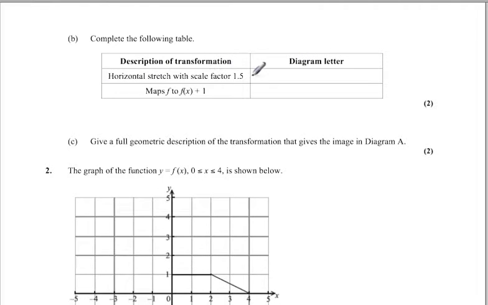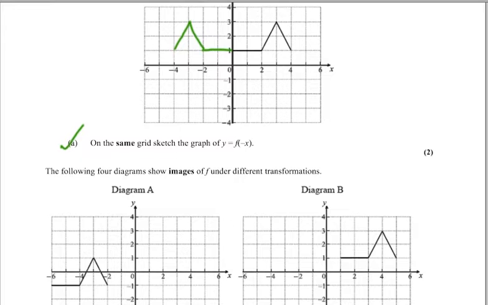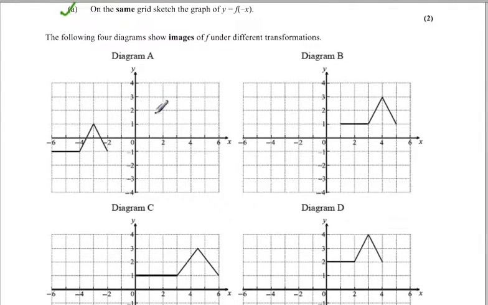So there's a horizontal stretch with a scale factor of 1.5. So if we go back, this is the original diagram. So a horizontal stretch of 1.5, which means that it's greater than 1, so it would stretch out in the x direction. The y's would stay the same. So we can see that over here, for example, A, the y's are not the same. In B, the y's are the same, but it's moved to the right by 1, so it can't be B.